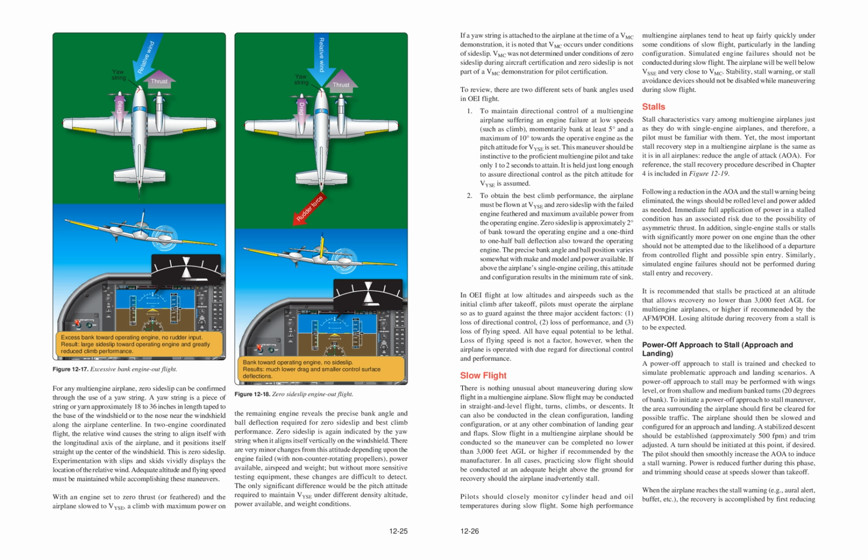Power-off approach to stall, approach and landing. A power-off approach to stall is trained and checked to simulate problematic approach and landing scenarios. A power-off approach to stall may be performed with wings level, or from shallow and medium bank turns, 20 degrees of bank. To initiate a power-off approach to stall maneuver, the area surrounding the airplane should first be cleared for possible traffic. The airplane should then be slowed and configured for an approach and landing.